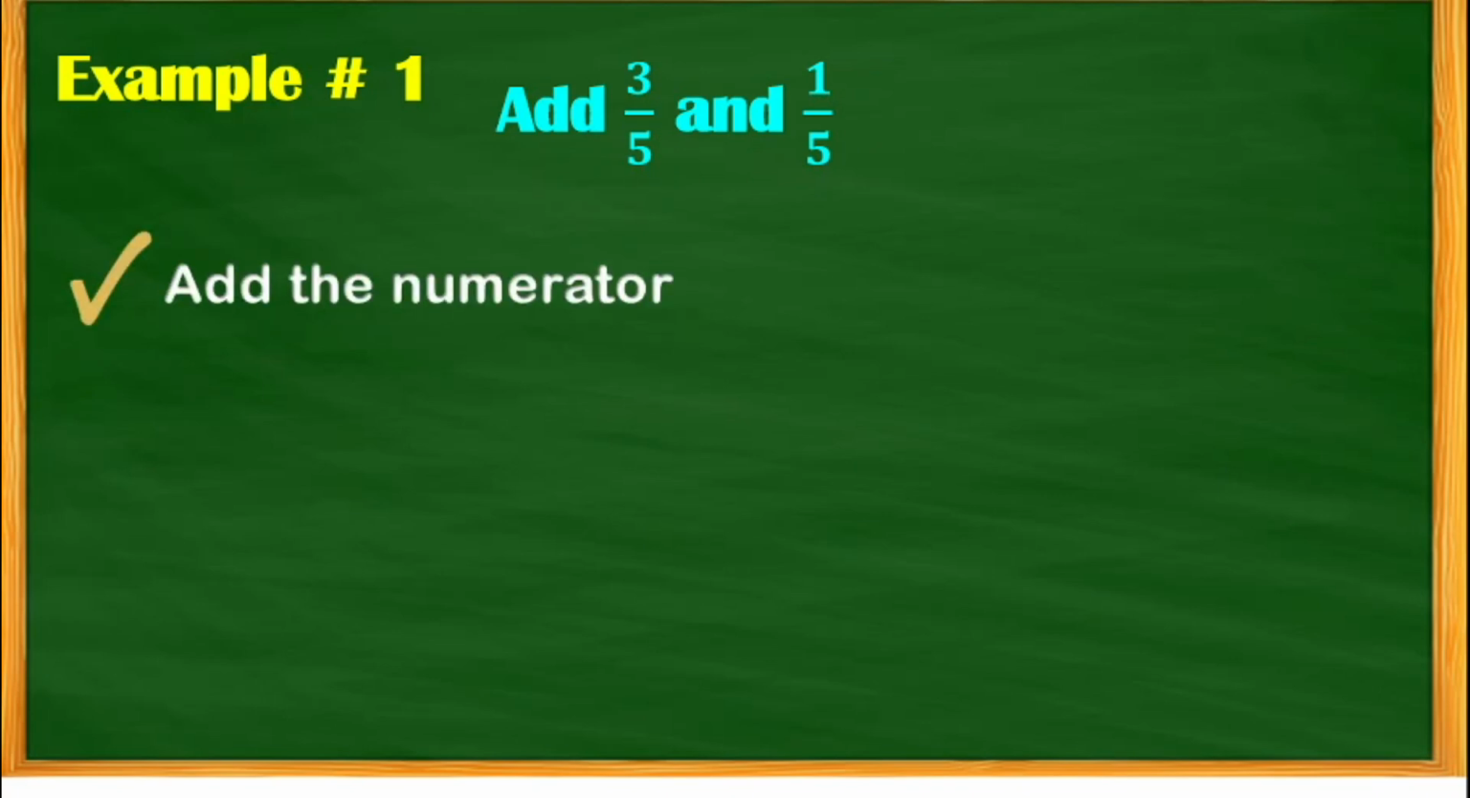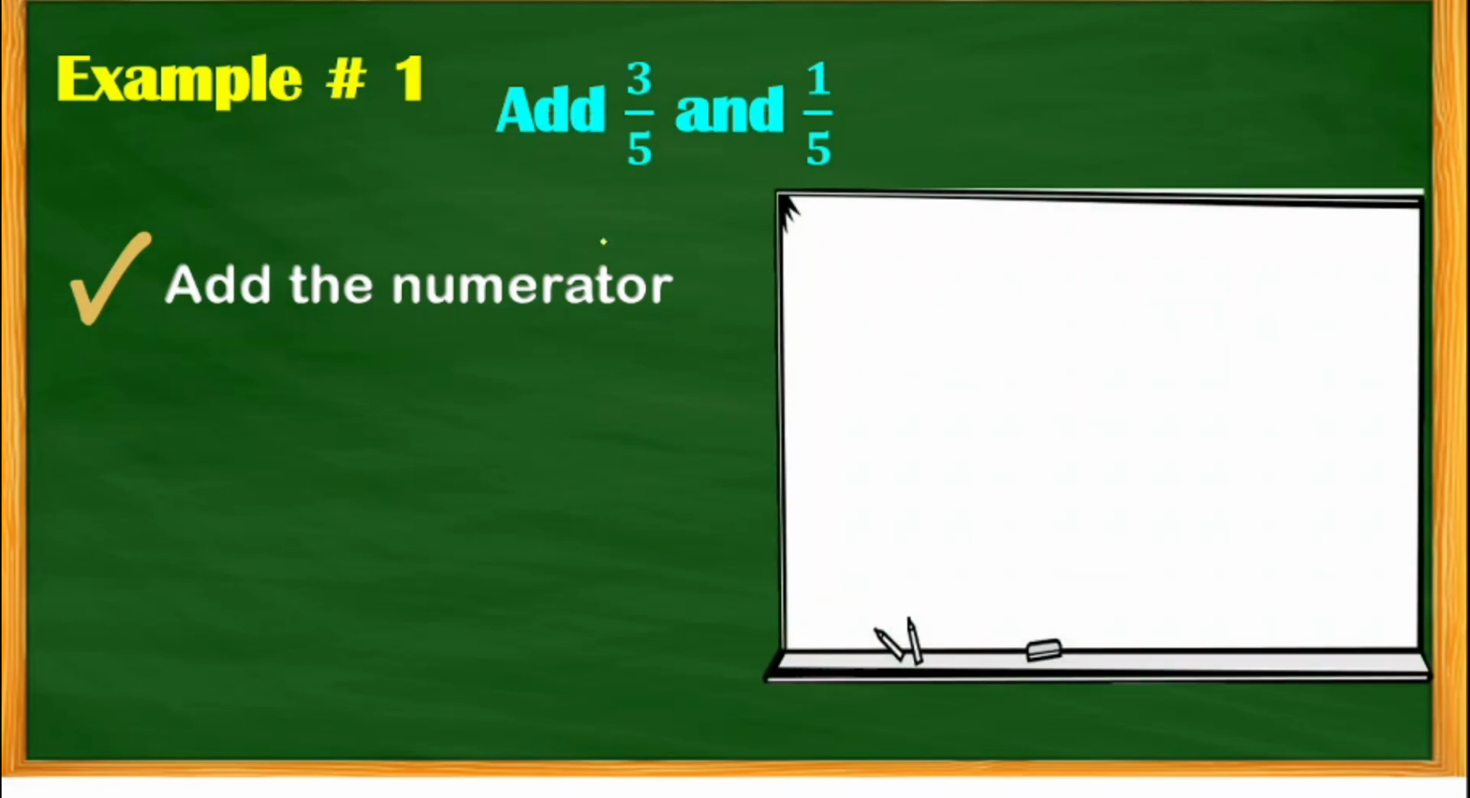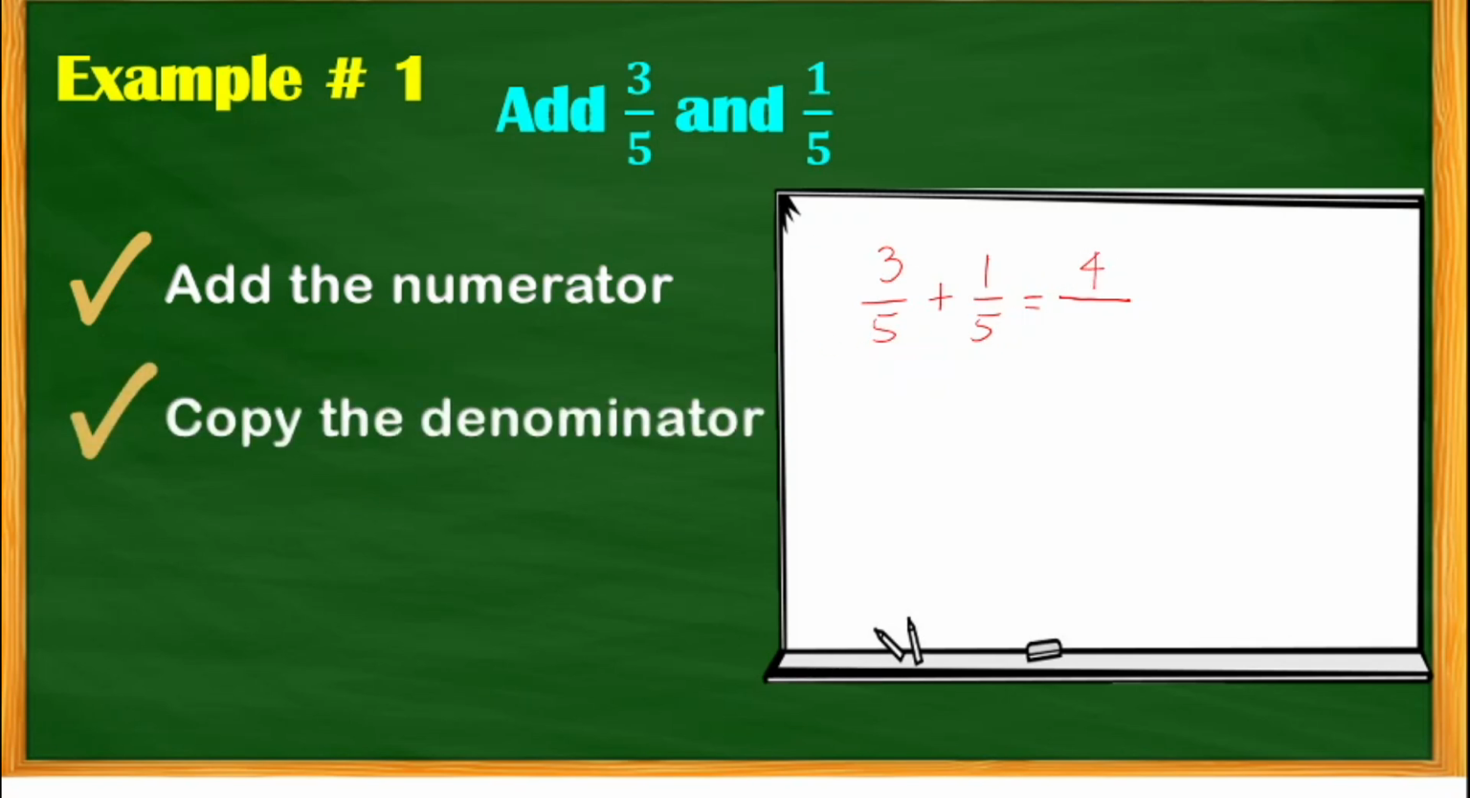So let's follow the steps. So add the numerator. So using the solution bar, let's change the color. Okay, so we're going to write first our given 3/5 plus 1/5. The first step is add the numerator. So this would be the fraction bar. So add the numerator. 3 plus 1 is 4. And then the second step is copy the denominator. The denominator is 5. So copy.